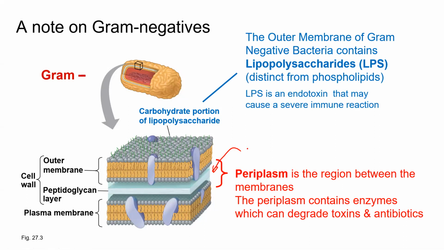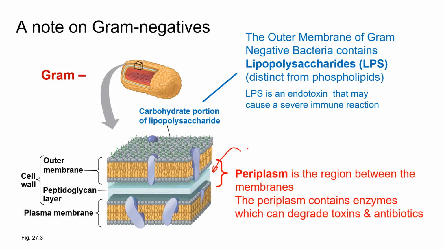It's called the periplasm. And it turns out the periplasm has enzymes in there, and some of those enzymes can give these organisms resistance to drugs such as antibiotics. So gram-negative organisms historically have been a little bit harder to treat because they're a little bit more resistant to drugs. So there's some relevance there.